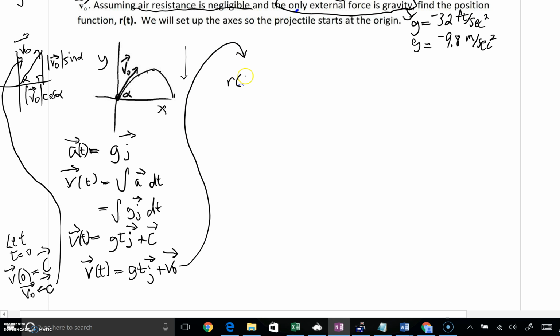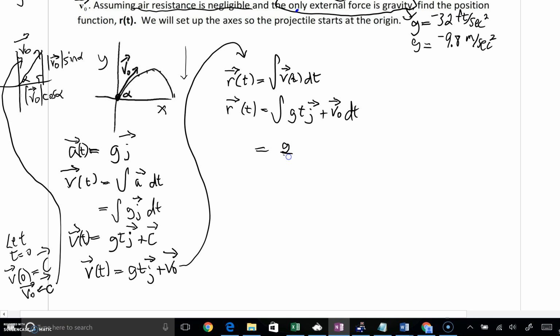What about r of t? We need to get our position vector. That's ultimately what we're aiming towards. What we're going to do is integrate our velocity vector with respect to time. So how is that going to look? Our velocity vector, we can just recopy it right here: gt times vector j plus vector v naught. Let's work this integral out. As we take our antiderivative, we bump our t up to the second power, and that means we get g over 2 t squared vector j. And this will just be v naught times t, and then we've got to add to that some other constant vector d.